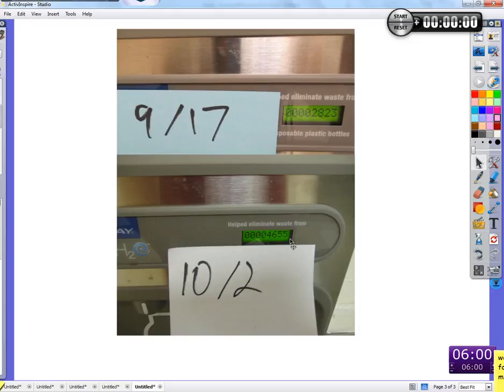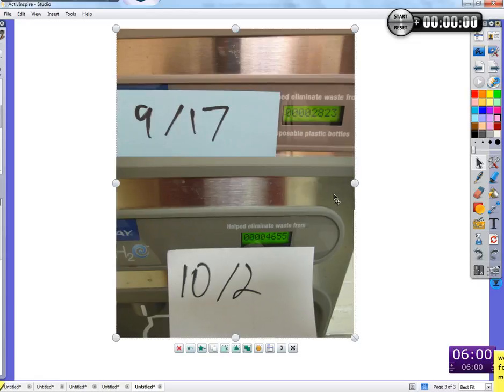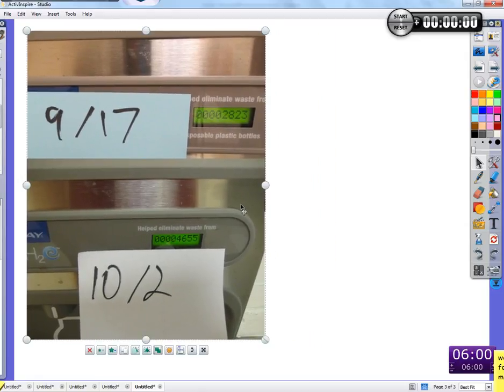Okay. What kind of questions can we ask about having this information? Now that we have it, what can we ask about it? How many water bottles, like the number of water bottles that we've saved from the 17th? Okay. Total number of water bottles saved between those two days. We can answer that for sure. I'm probably going to do the math for you. How many bottles have we saved between these two days?